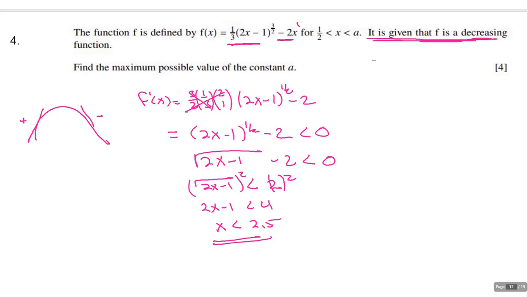All right? So what I've just found out is that for all the x's less than 2.5, the slopes are going to be negative. So I need a to be 2.5. Now, if it's anything bigger than that, then it could become positive. So I'm assuming that this other part's correct, but all the x's less than 2.5 are going to give me negative slopes. So this is going to be decreasing for that range.